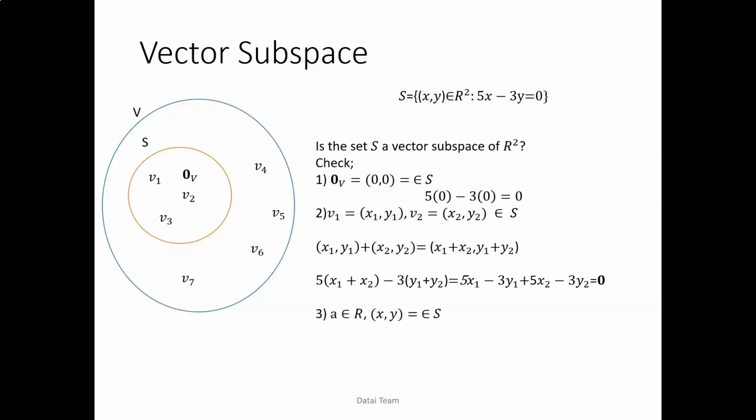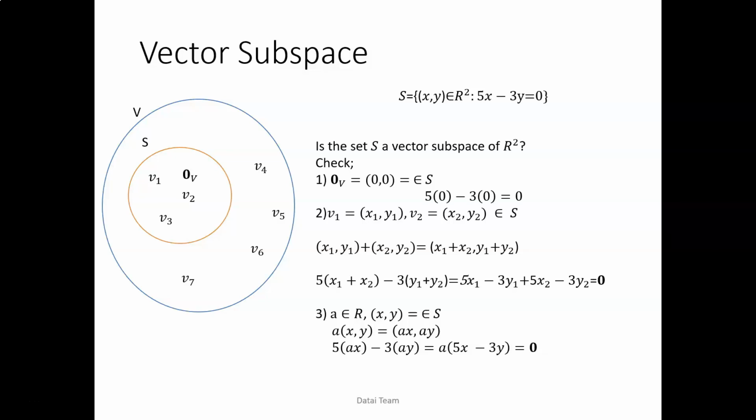And it also must be multiplicative. So if you multiply a vector with a scalar, the resultant scaled vector also must be in this vector space or vector subspace. So we have x and y, and we multiply it with a, so we get ax and ay. And when we write our x and y in the equation 5x minus 3y equals 0, we get 5ax minus 3ay is equal to 0.